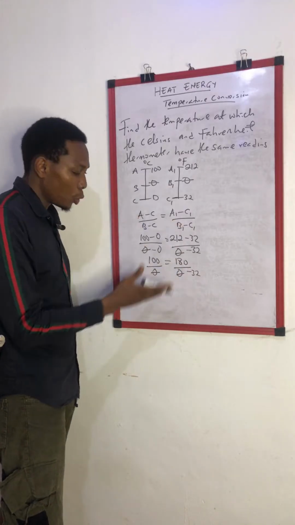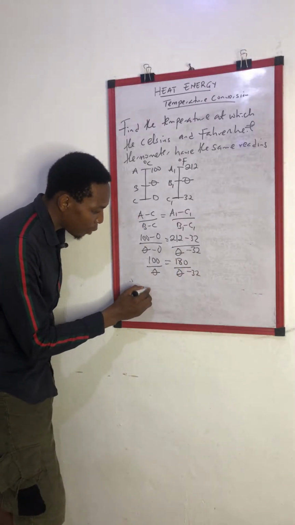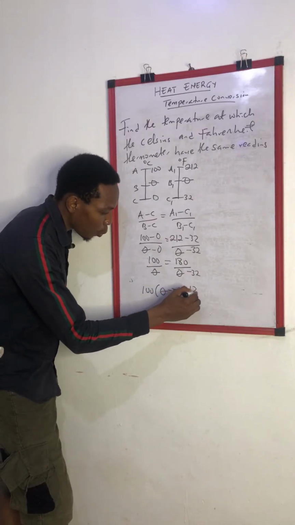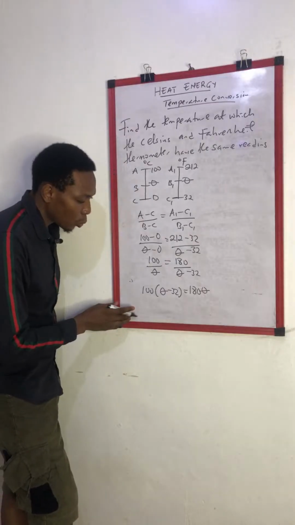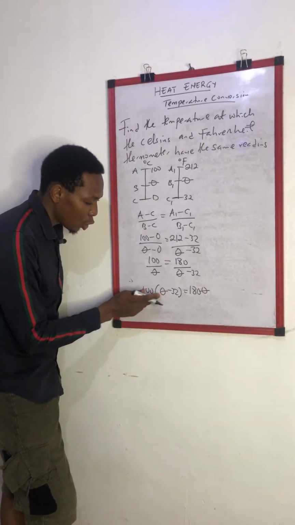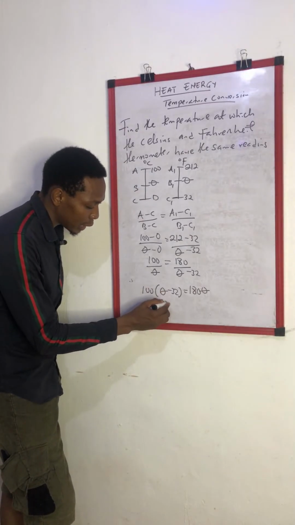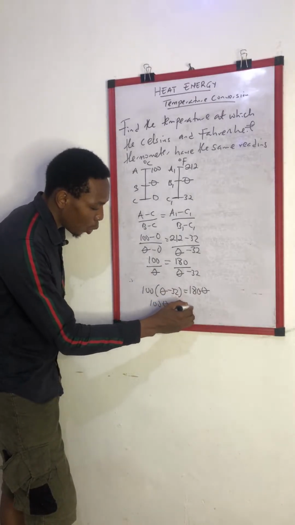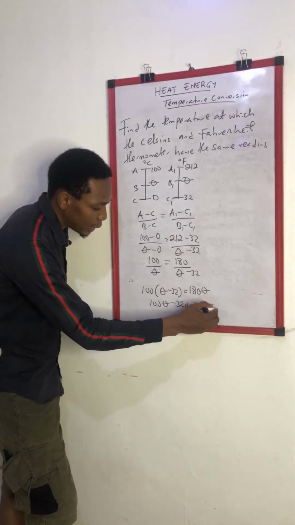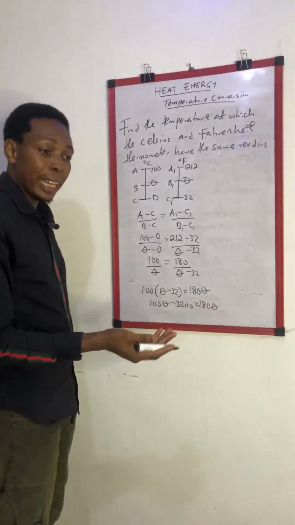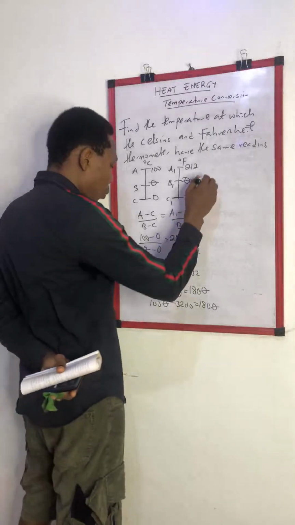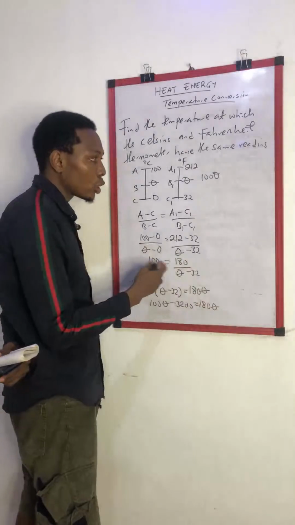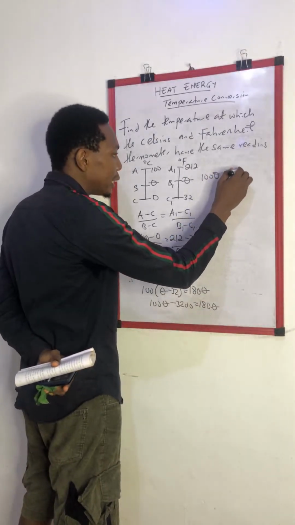So what do we do? Cross multiply. So here we have 100 bracket theta minus 32 equals to 180 theta. So what do you do? This to open all the bracket. 100 times theta, we have 100 theta. 100 times minus 32, minus 3200 equals to 180 theta. What do we do here? Collect like terms. So here we have 100 theta. If 180 is crossing over, we have minus 180 theta.